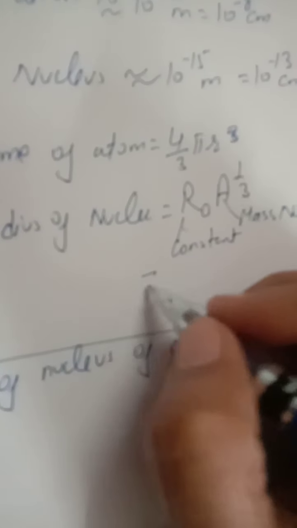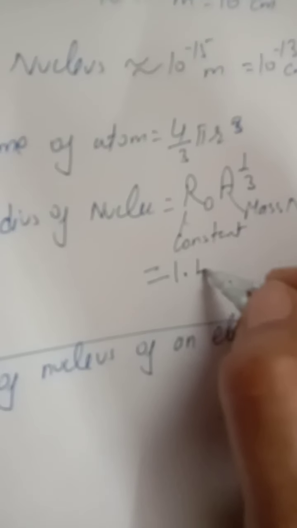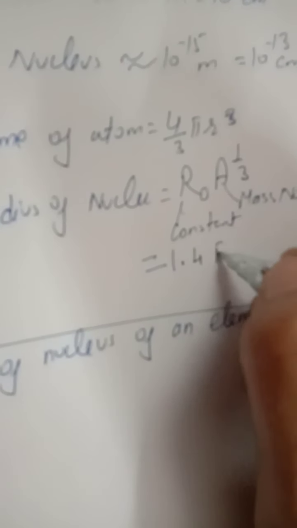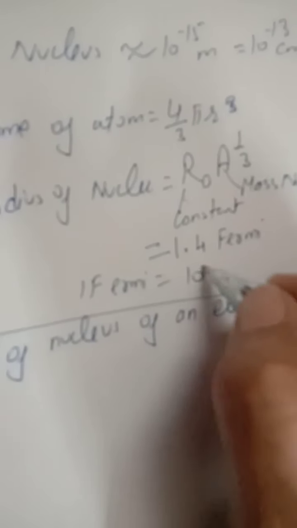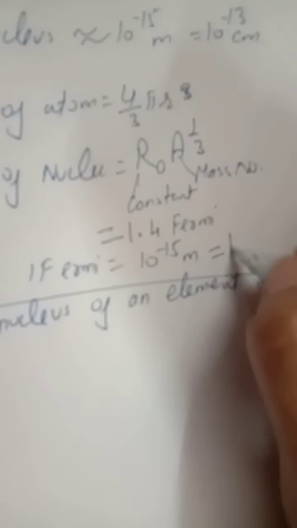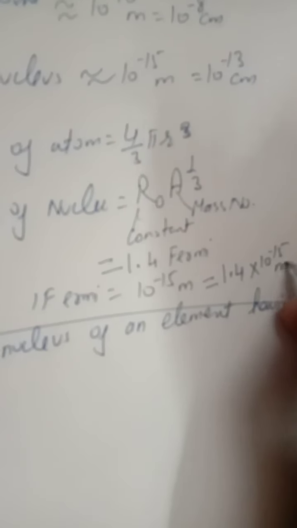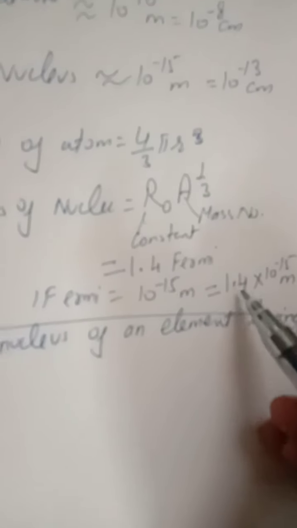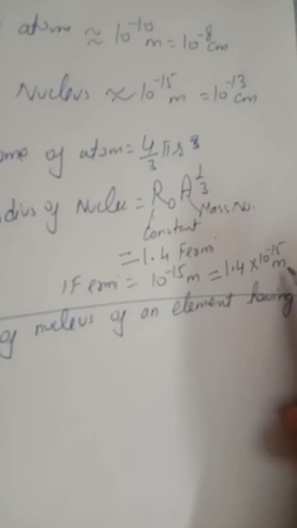which is equal to 1.4 Fermi, and 1 Fermi is equal to 10 raised to power minus 15 meter. So its value comes out to be 1.4 into 10 raised to power minus 15 meter. That is, radius of nucleus is equal to 1.4 into 10 raised to power minus 15 meter.